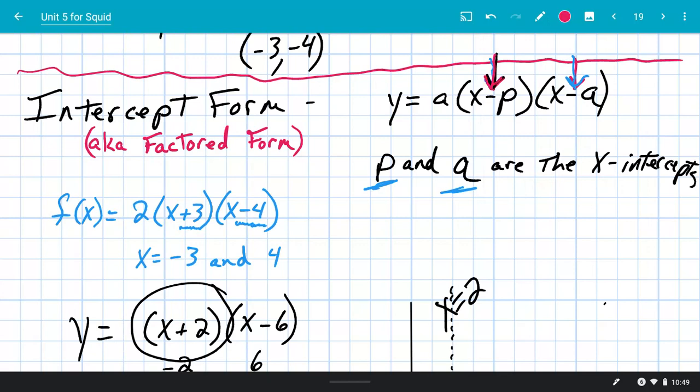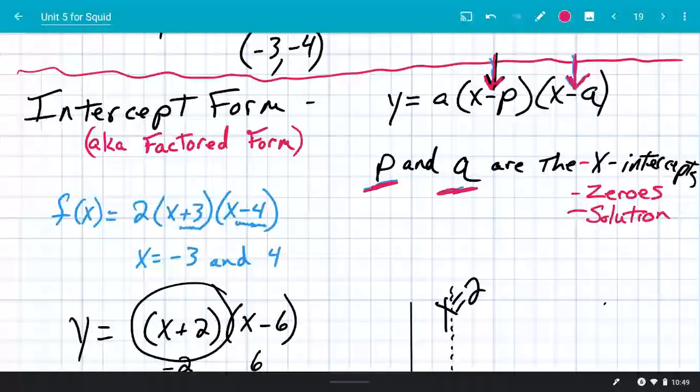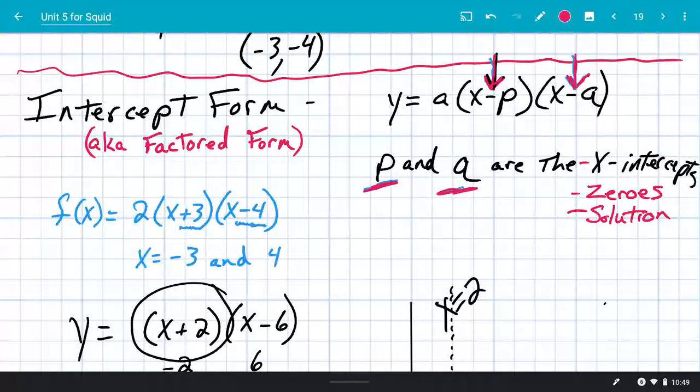Remember that y equals a times x minus p times x minus q, where p and q are the x-intercepts. What's another name for x-intercept? Yes, sir. Zeros. We got one more name for x-intercept. The solutions. Good. You got to remember that. X-intercepts, zeros, solutions all mean the same thing. And p and q are those x-intercepts, zeros, or solutions.